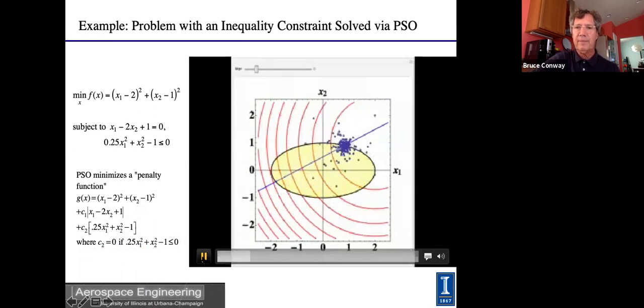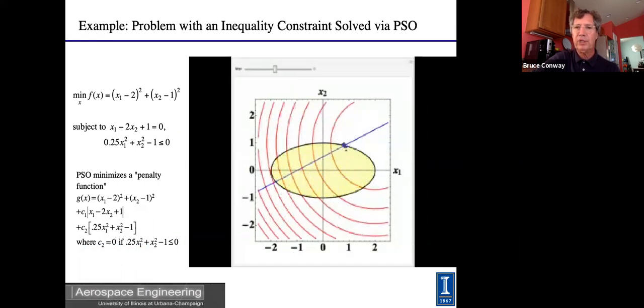Okay, so here are the particles moving in a 2-dimensional space, and you see that they very quickly converge on the optimal point.